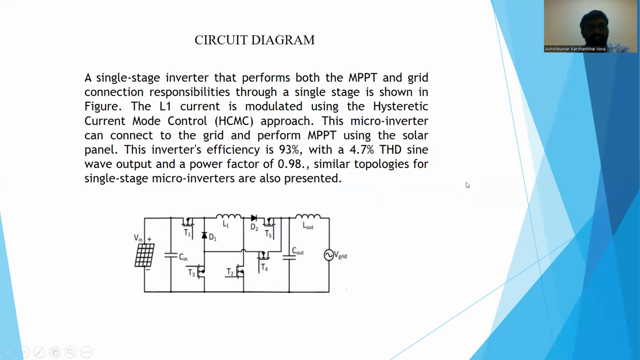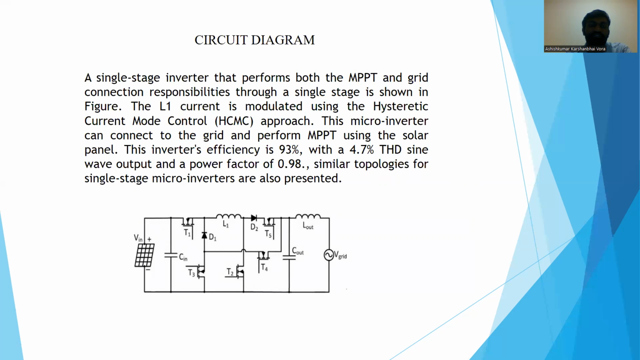This is the circuit diagram of my project, a single stage inverter that performs both the MPPT and grid connection responsibility through a single stage, as shown in the figure. The line 1 current is modulated using the hysteresis current mode control, and then the microcontroller can connect to the grid and perform MPPT using the solar panel.